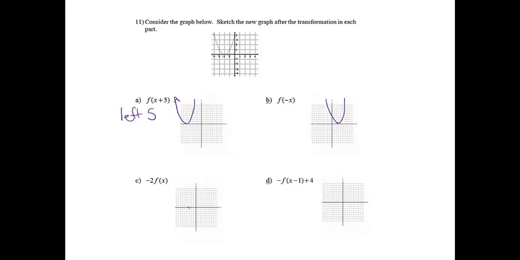And I'm going to try to make the graph steeper if I can. So that does that. So I think I did pretty well there.